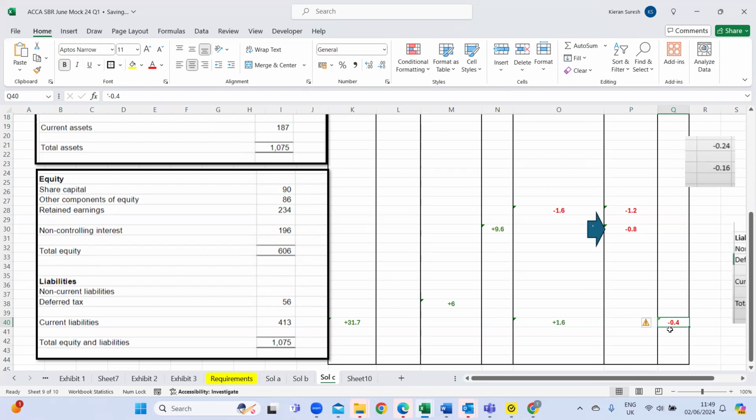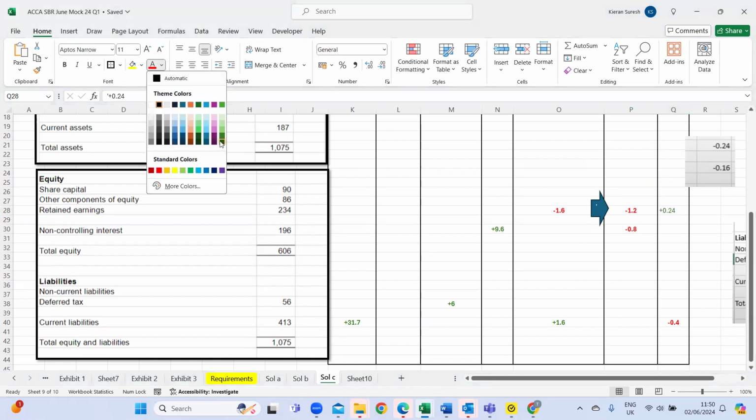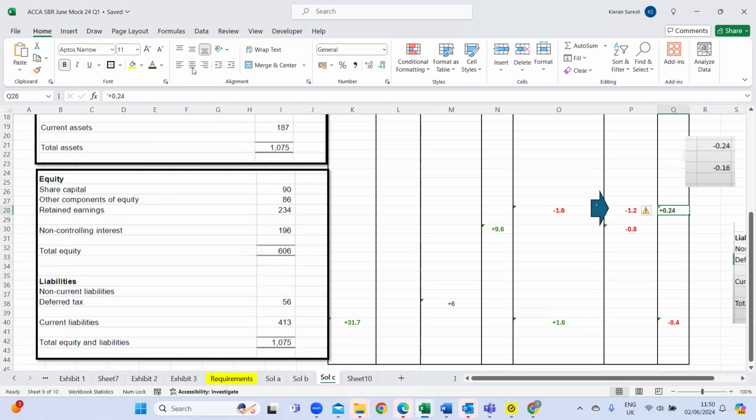So credit needs to go to the profit and loss account, which is the retained earnings here. And the retained earnings figure needs to be increased by 0.24. And that's one. And then NCI also needs to be increased. Next figure here, NCI also needs to be increased by 0.16, right?